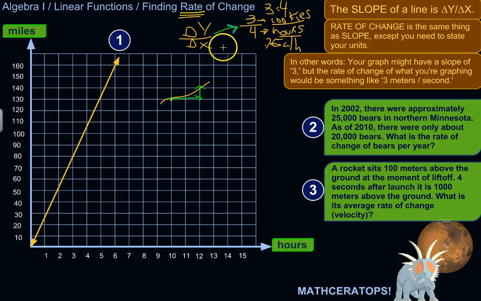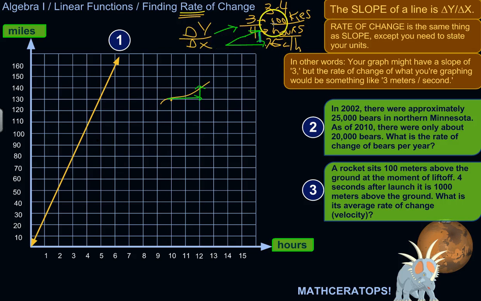3/4, meaning as 4 hours go by, I eat 3 cookies, something like that. So this would be a rate of change actually, because the quantity cookies is changing versus another quantity. So the rate of change is the same thing as slope, except you need to state your units. So 3 cookies per 4 hours.